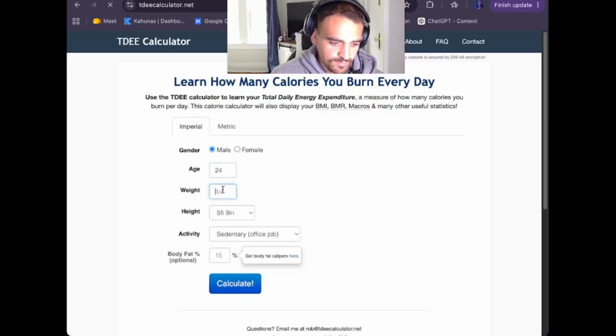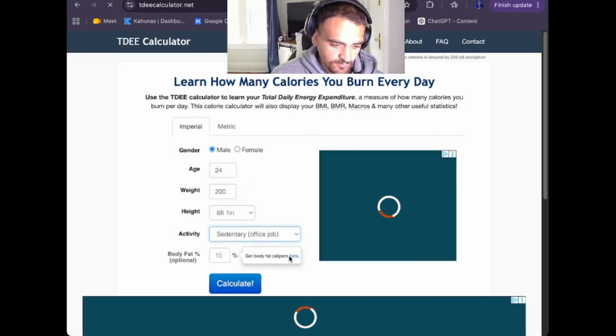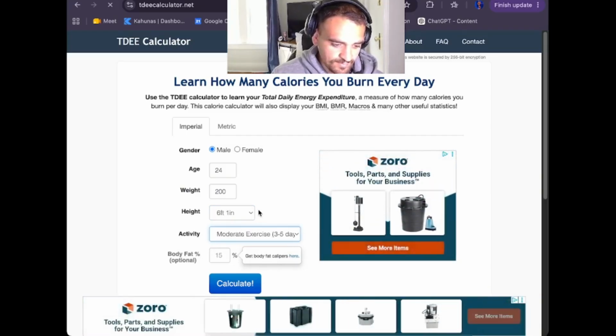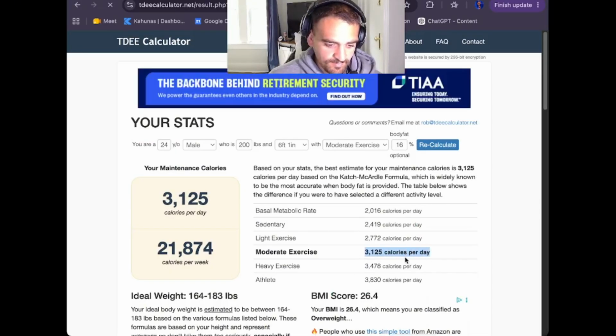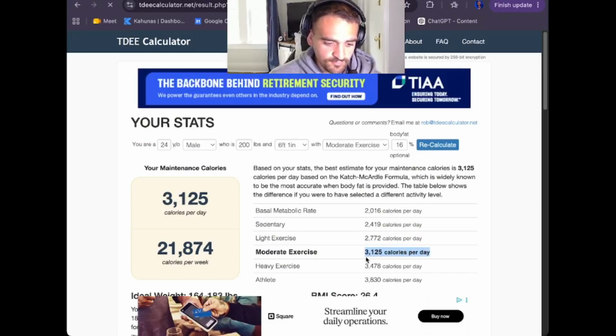I'm almost 24 now, about 200 pounds, 6'1", and I get about 20 to 30,000 steps a day. I'm just going to go with moderate exercise to be safe, although it's probably higher than the number it's going to give me. And I'm about 16% body fat right now. And you don't need to know your body fat, but yeah, that's cool. So this is telling me that my maintenance is around 3,100 calories per day.